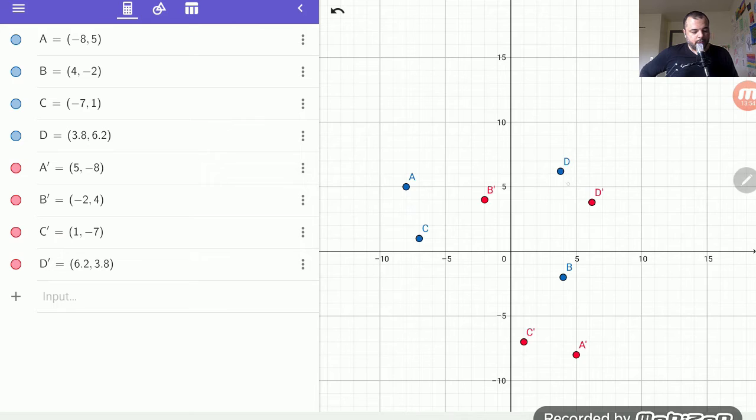There is a middle point, right? What is the middle point between B prime and B? There is a middle point. What is the middle point between A and A prime? And what is the middle point between this point and this point? We can add the coordinates and divide them by 2, right?